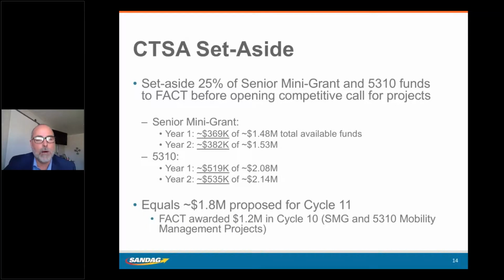It amounts to about $1.8 million proposed for Cycle 11. In our last cycle, Cycle 10, FACT was awarded about $1.2 million in mobility management projects through the competitive process. And so we're proposing to dedicate the $1.8 million towards them in this cycle. Next slide.